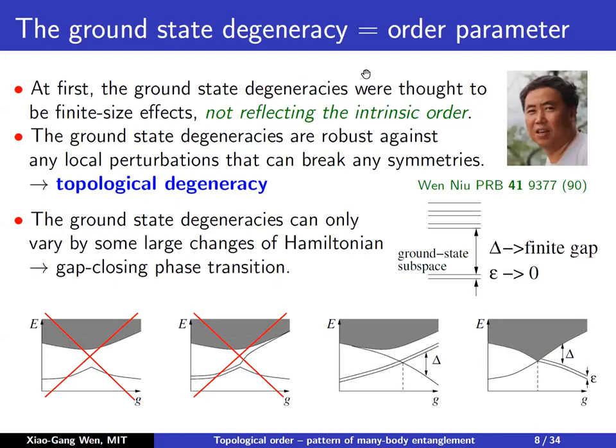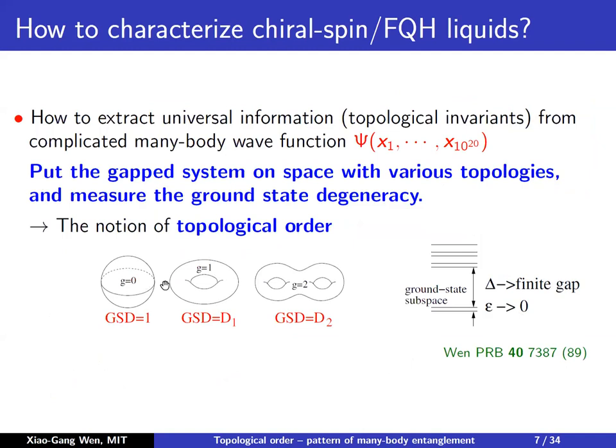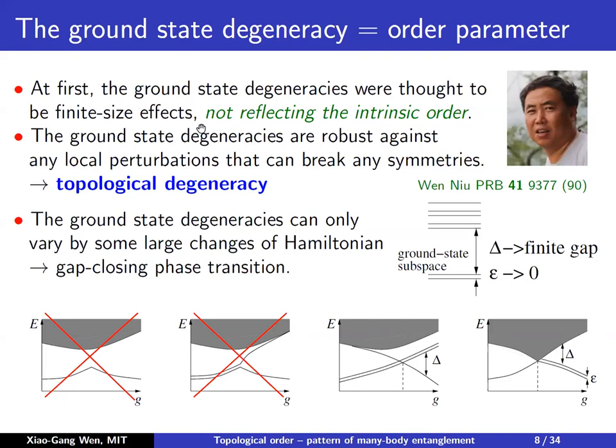At the beginning, this way of defining topological order looked very strange. Usually, degeneracy depends on boundary condition. A torus and a sphere, you can say it's the same system but with different boundary conditions. So the exact degeneracy depends on boundary condition, and since it's just an artifact of the boundary, it's not an intrinsic property of the phase. At the beginning, that was the main concern. So maybe this degeneracy is just an artifact of boundary condition and does not reflect the intrinsic order of a phase.